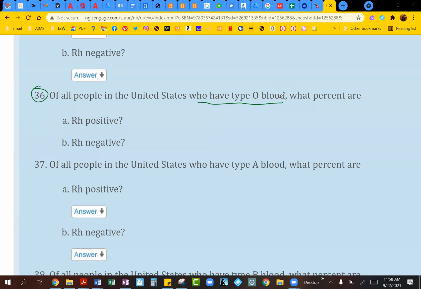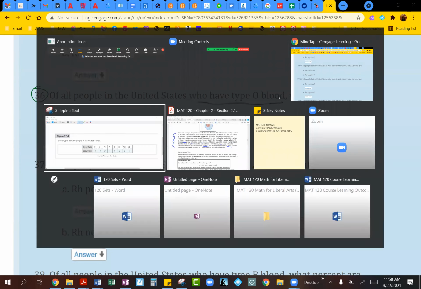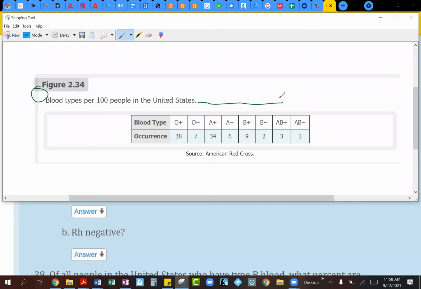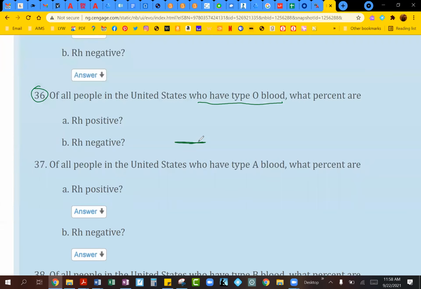So the first thing we want to do is calculate our total for the O positive. So what will this total be between just the type O blood? 45. Yeah, 45. Very good. So that's a total of 45. So that is going to be 38 out of 45, like Adali mentioned. So what will this percentage come out to be?